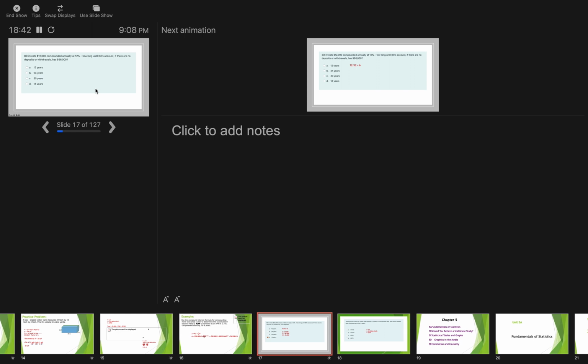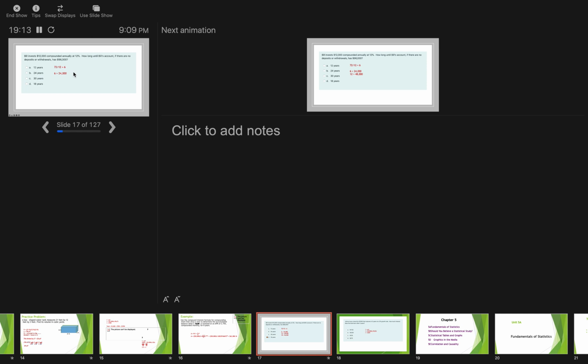Let's try this one about Bill investing $12,000 compounded annually at 12%. How long until he has 96 grand? Okay, what we're really looking for you to recognize here is that this is a rule of 72 situation. No deposits and withdrawals, annual interest. It tells you how long it takes to double. So 72 divided by 12 is 6 years.